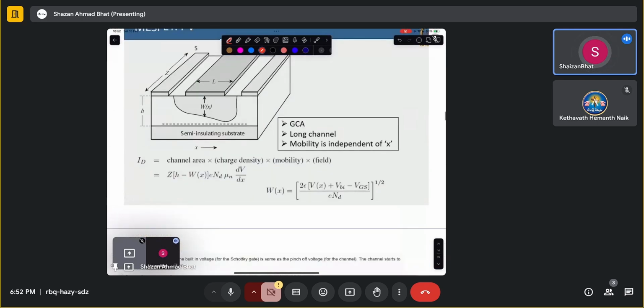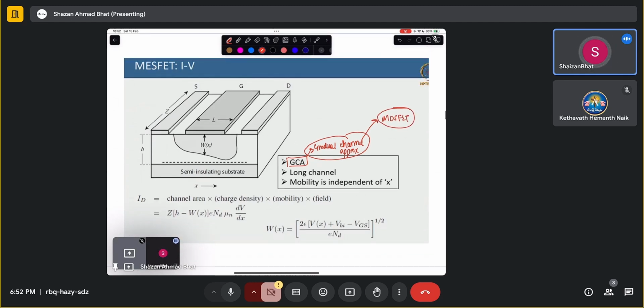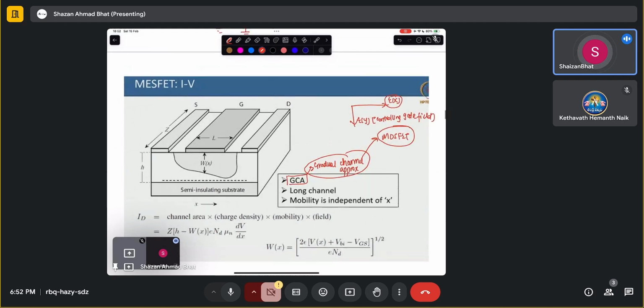Now, there are certain approximations in this, something called the gradual channel approximation. This is also used in MOSFETs, by the way. It basically tells you to ignore the field along this direction and only consider the field along this direction, which is the controlling gate field. That's why it's only applicable to long channel devices. Why? Because the source and drain are separated by a huge distance.